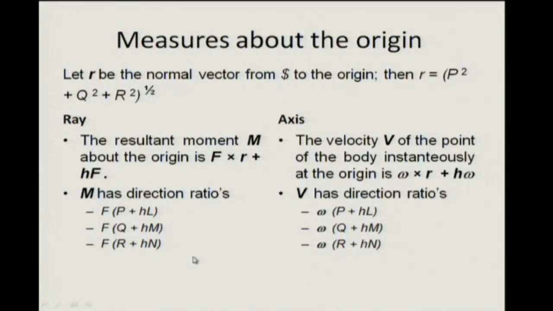Now comes the next part. You take the normal vector from the screw to the origin. Then the magnitude of R becomes equal to (p squared plus q squared plus r squared) raised to the power half. If you want to find the resultant moment about the origin, it is f cross r plus hf. Similarly, the velocity of the point at the origin is omega cross r plus h omega.